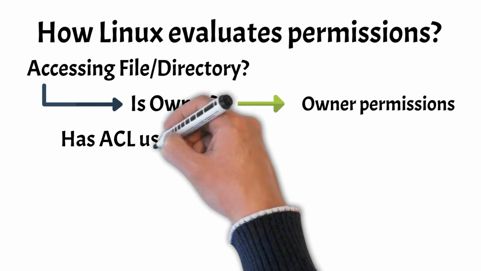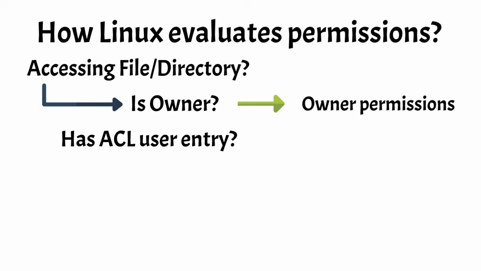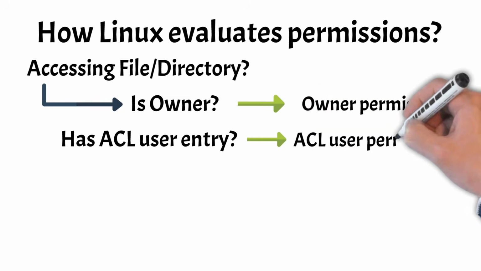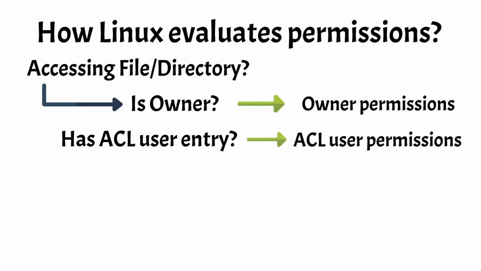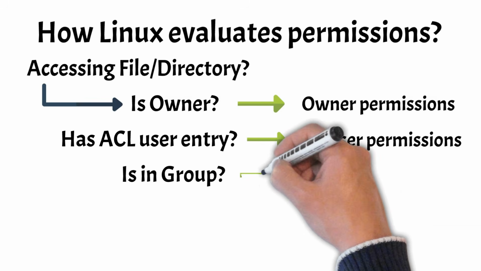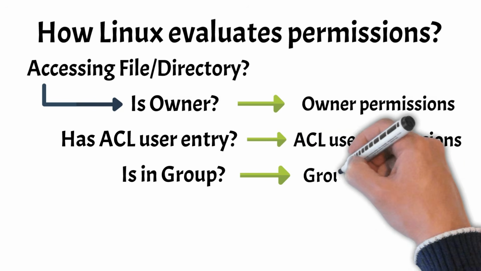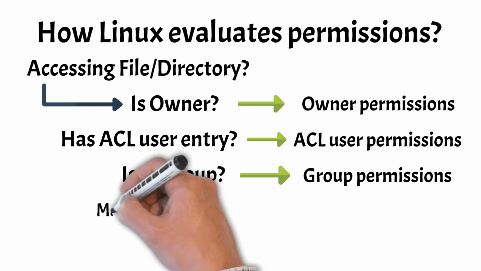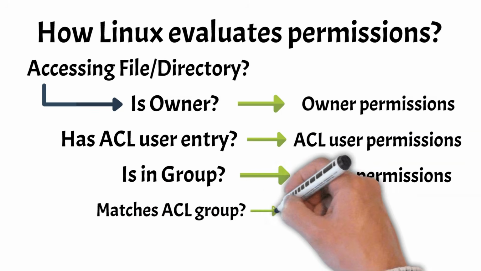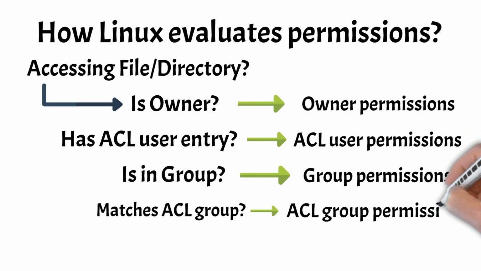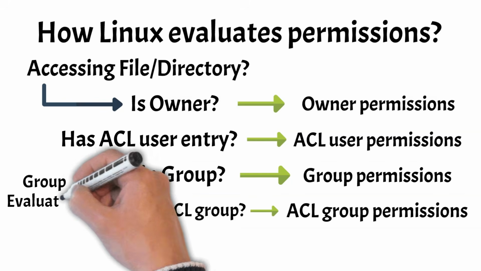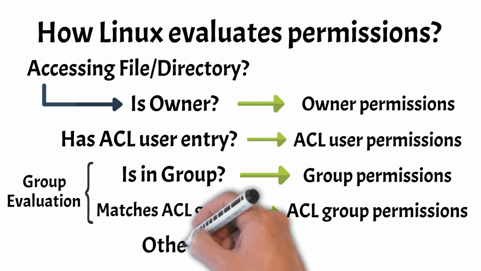If the user is not the owner, Linux then checks whether there is a specific ACL entry for that user, like the ones from the previous chapter. If such a rule exists, those permissions are applied. If no user-specific rule is found, Linux moves on to group-related permissions. This includes both the file's primary group and any matching ACL group entries, which are evaluated together to determine the level of access. Finally, if none of the previous conditions apply, Linux falls back to the permissions assigned to others.